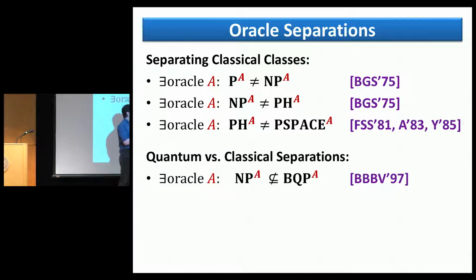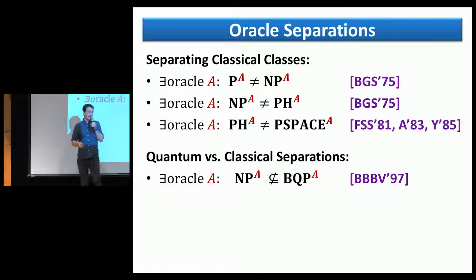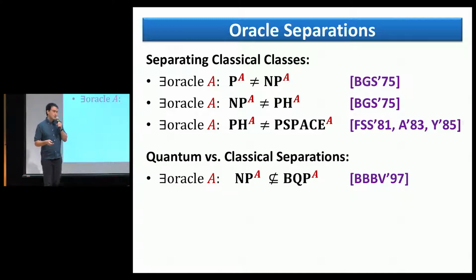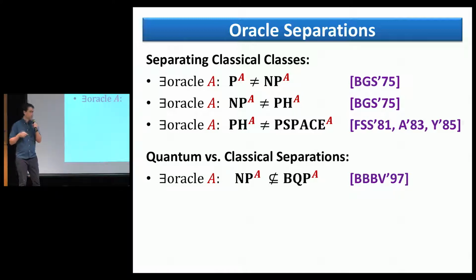In fact, the lower bound here on the running time of the quantum algorithm is exactly 2 to the n over 2, which is exactly the running time of Grover search. So it shows that Grover search is optimal for this task.